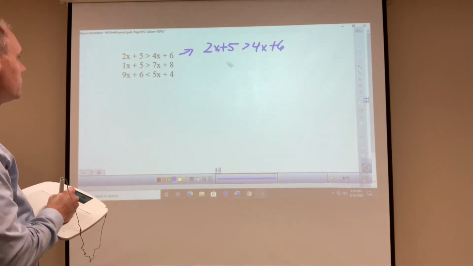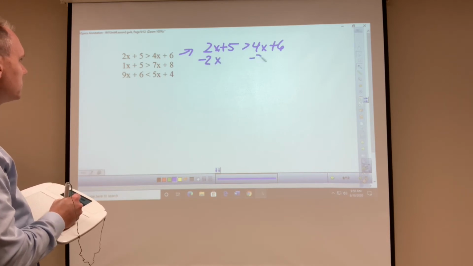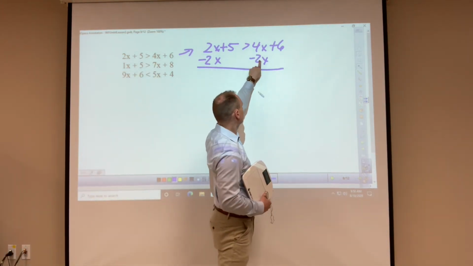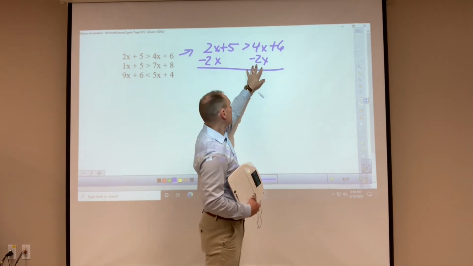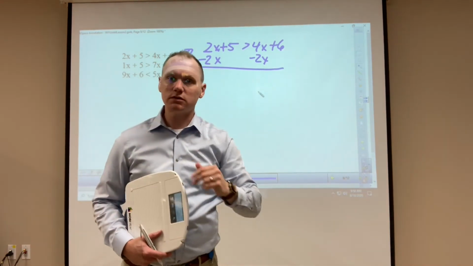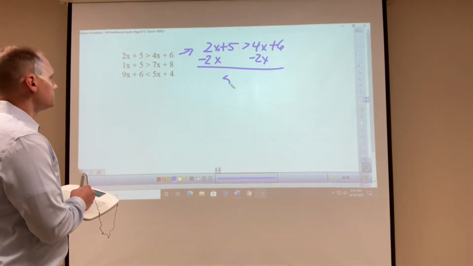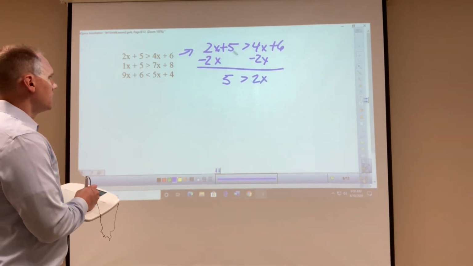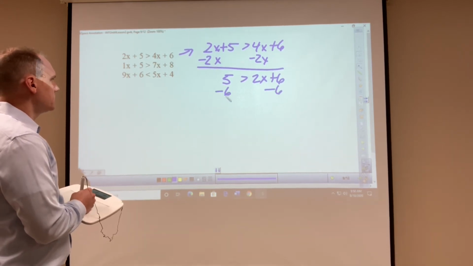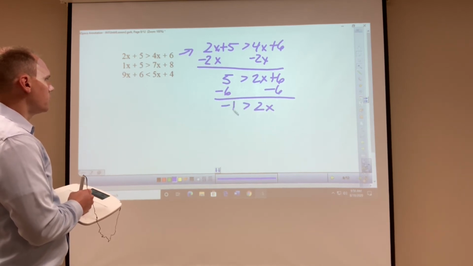All right, so let's see, I'm going to subtract 2x on both sides. Again, what that's going to do is keep my x positive over here. Now, if I were to subtract 4x on both sides, I'd be getting a negative, which is fine. You'll end up having to switch the sign, or switch the relationship, but you can do that. If you do it this way, you don't have to worry about that. So now we can subtract 6 on both sides, and we get 2x over here, and negative 1 over here.